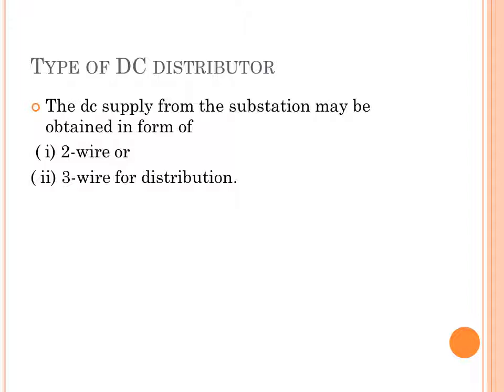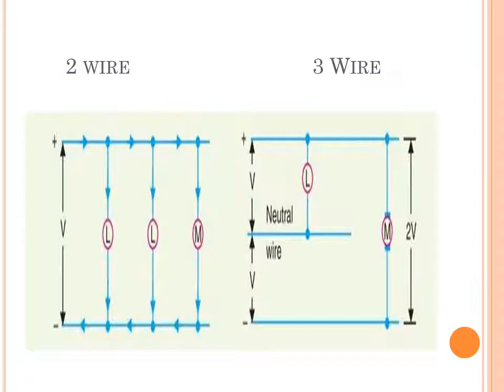Then type of DC distributor in terms of wiring, so number of wires. The DC supply from the substation may be obtained in the form of 2 wire or 3 wire for distribution. Now we will see 2 wire and 3 wire DC systems. In a 2 wire system, only 2 solid conductors are used. Between these 2 solid conductors, load is connected across, that is potential will be V plus minus.